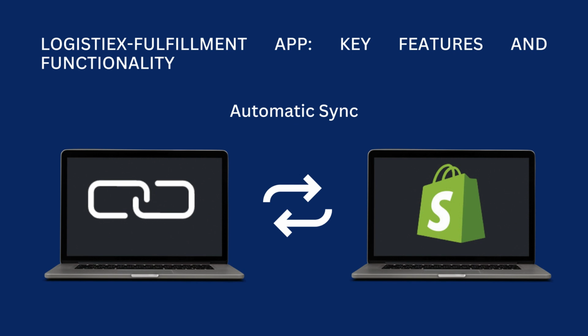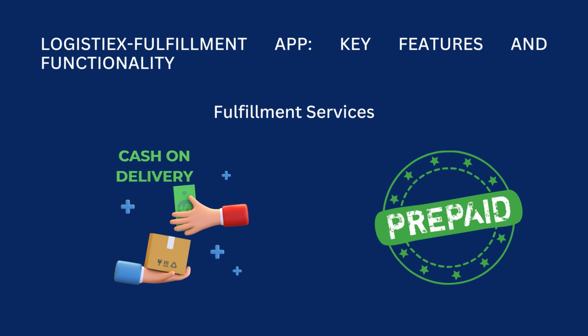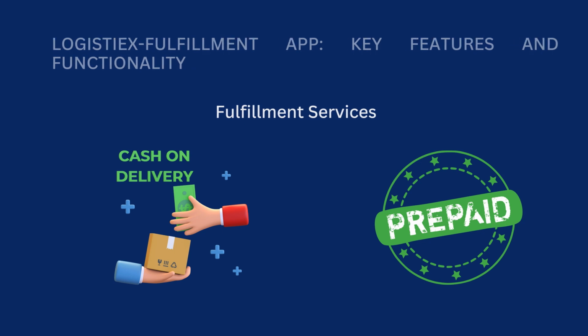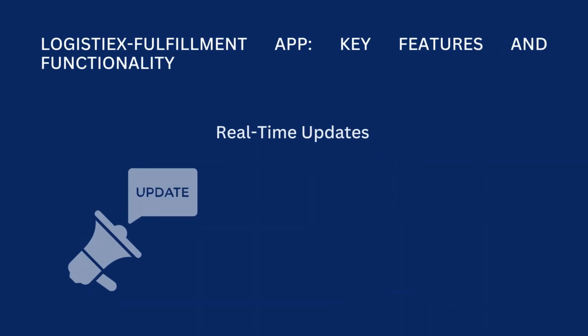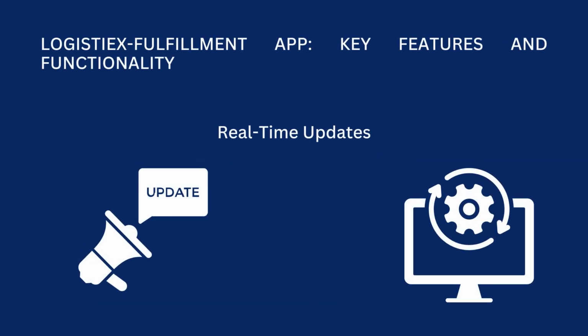Now, the features of the Logistiex Fulfillment app. Automatic sync: orders from your Shopify store synchronize in real time with our app. Fulfillment services: supports both cash on delivery and prepaid orders. Packaging and shipment: generates packaging slips and invoices and facilitates shipment handover to fulfillment partners. Real-time updates: tracks all events and provides real-time updates on orders and deliveries.